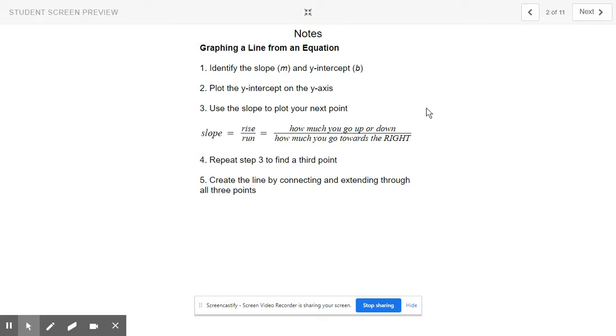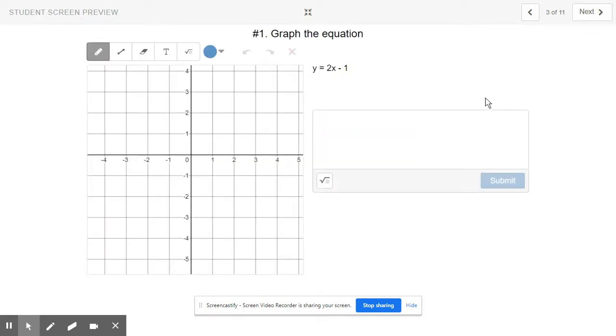All right, the next slide, slide 2, gives you a recap, or gives you the directions, for how to graph a line from an equation. So if you get stuck or you forget what we're doing, this is a really good slide to go back to so that you can kind of remind yourself what you are doing. All right, we're going to go ahead and move on and just do some examples of these problems for you.